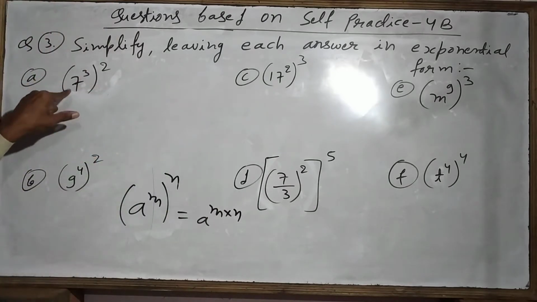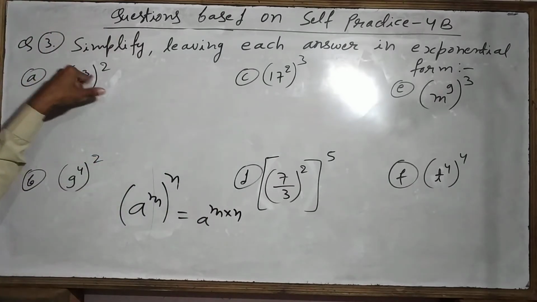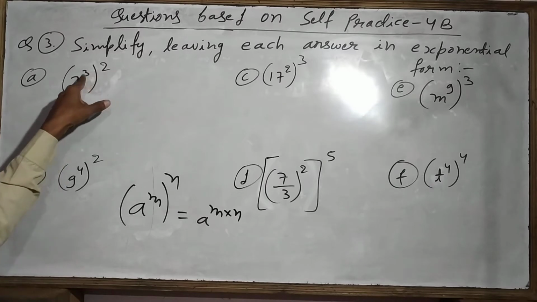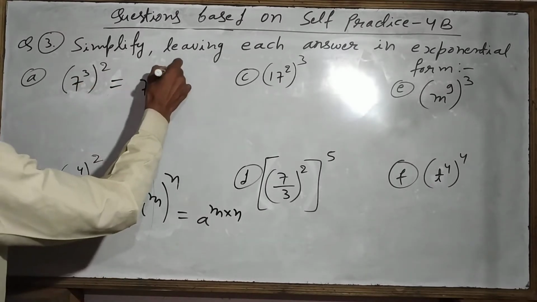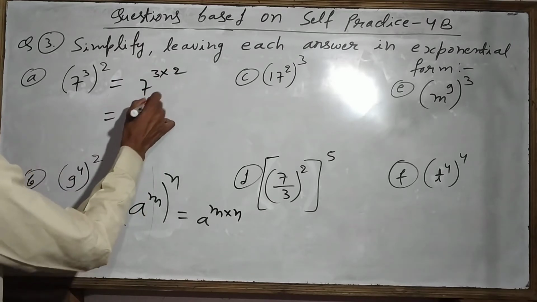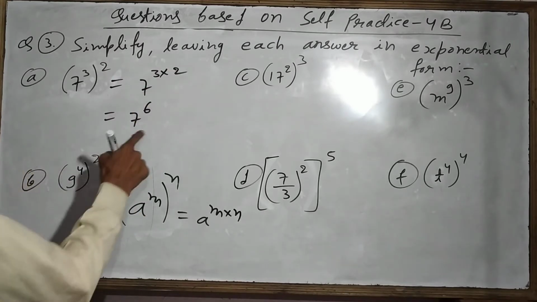So just see here, the base is the same and the power is 3, again whole power is 2. So we will multiply both the powers, so it will come 7 power 3 into 2. So 7 power 6 will come. Okay, this is the final answer.